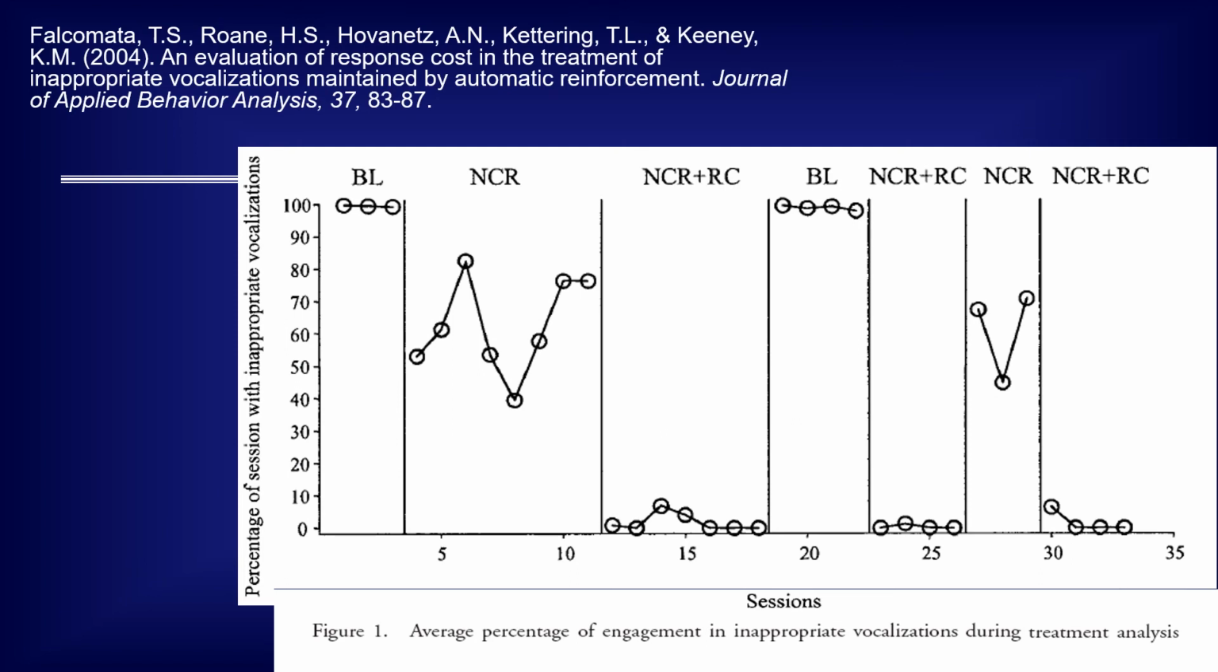As you can see, these authors implemented one instance of NCR plus RC, non-contingent reinforcement plus response cost, without having an NCR phase right before it. This helped rule out the possibility that NCR plus RC was only effective if it was preceded by a period of NCR alone. We ruled out sequence effects through counterbalancing.